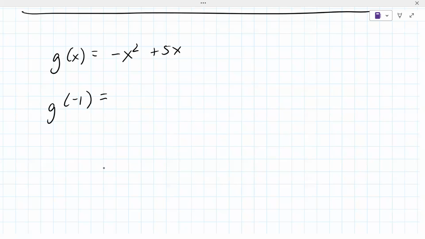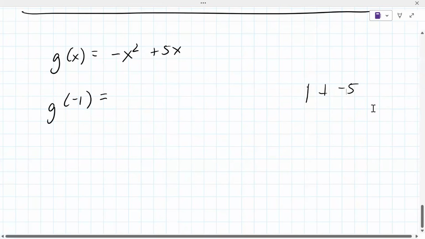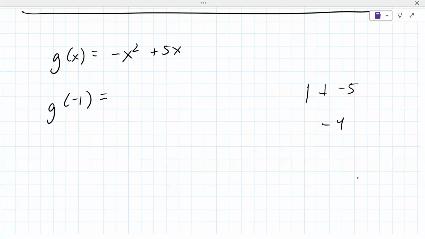Give me your final answer. 1 plus -5. Right, but if you gave that to me, I wouldn't consider this your final answer because you can combine these. Oh, -4. Okay, so let me show you how to properly simplify this.